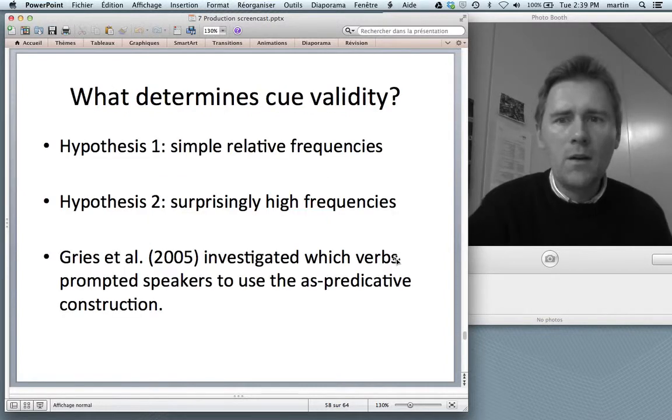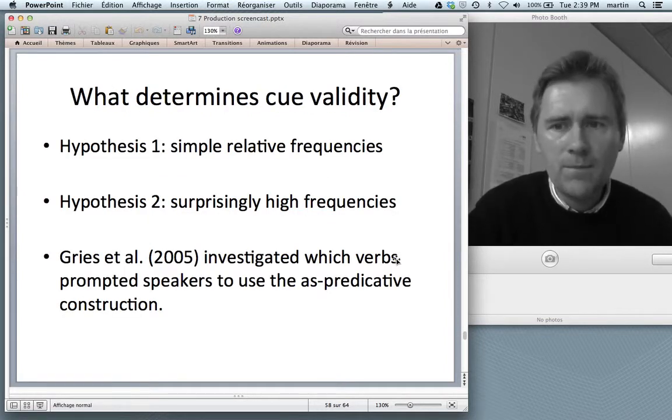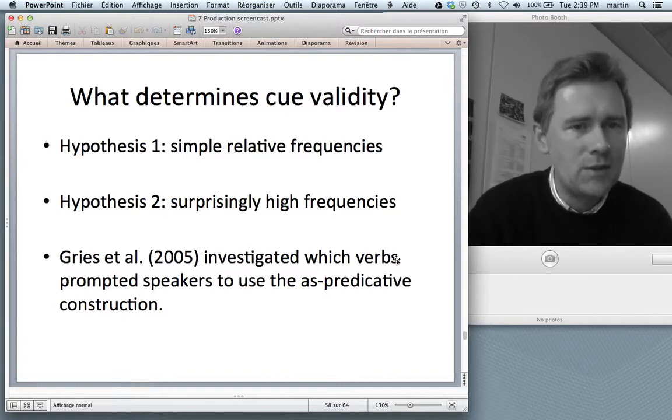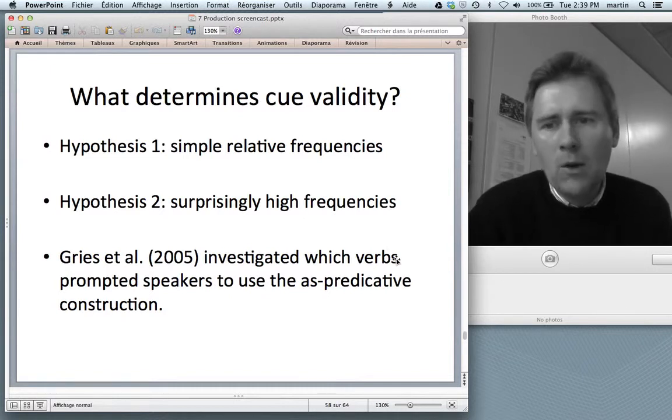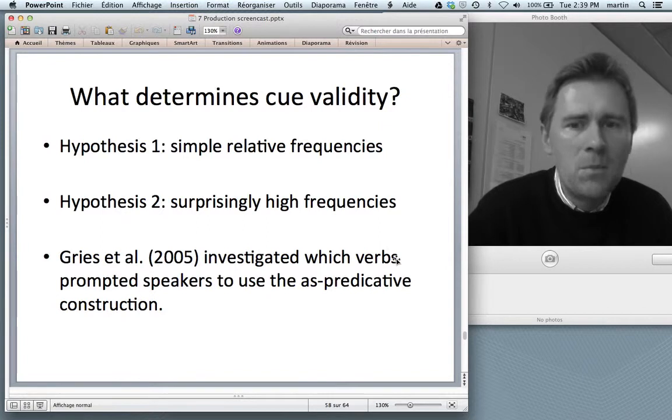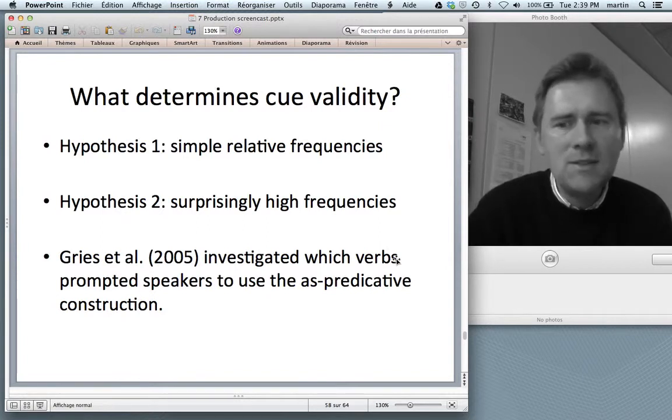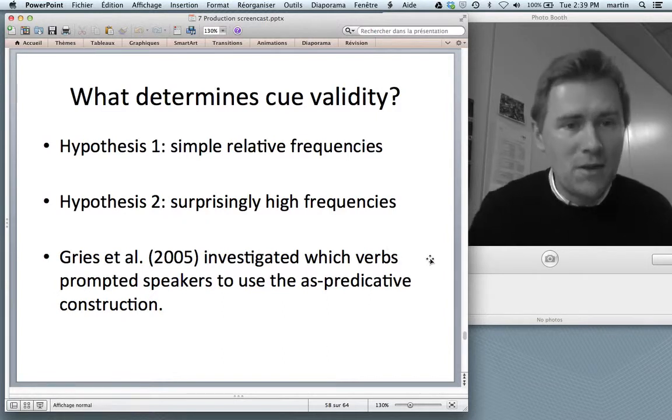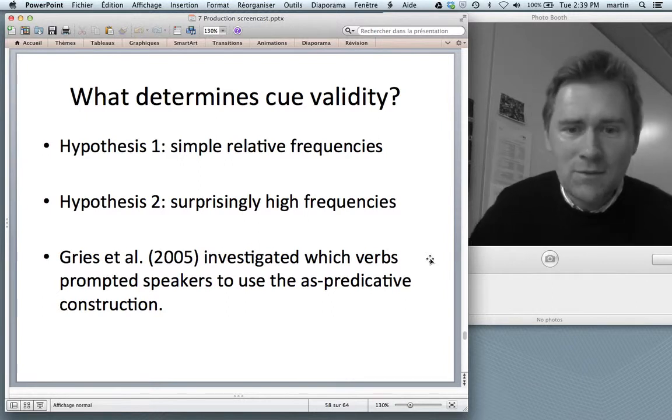So, what determines cue validity? Hypothesis one, simple relative frequencies. Yeah, you count, and whatever gets the most hits, that's what we're cueing. Or hypothesis two, surprisingly high frequencies. And Stefan Gries and colleagues investigated which verbs prompted speakers to use a construction that is called the as predicative.